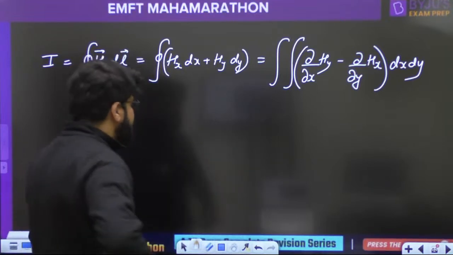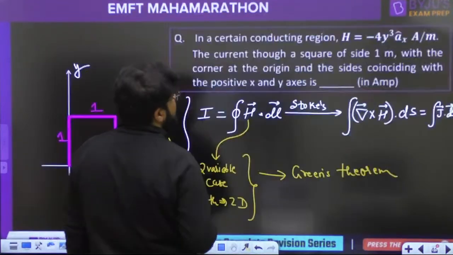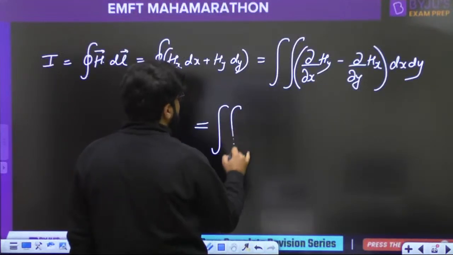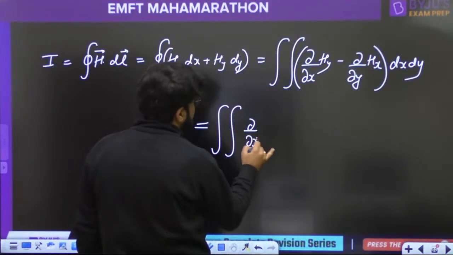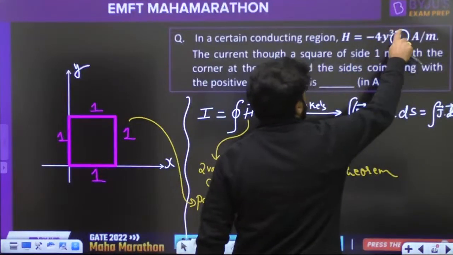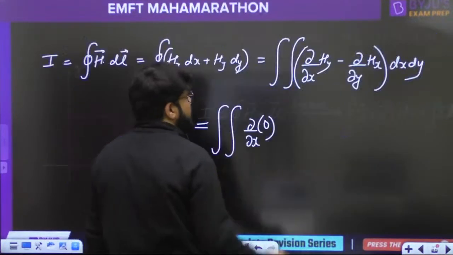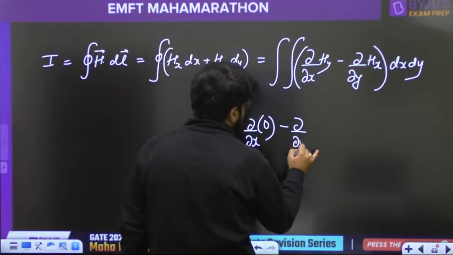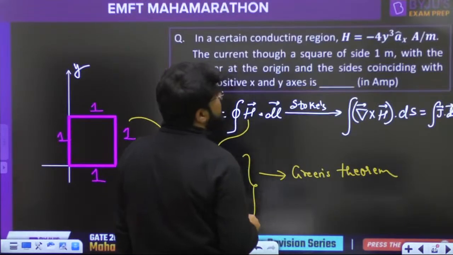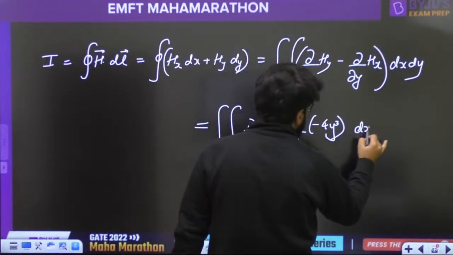Chalo. So let's take it up then. What is given to me? The x component is minus 4y cube. This is del by del y of Hx, and Hy is 0. There is no y component, there is only the x component. And the value of the x component is minus 4y cube.